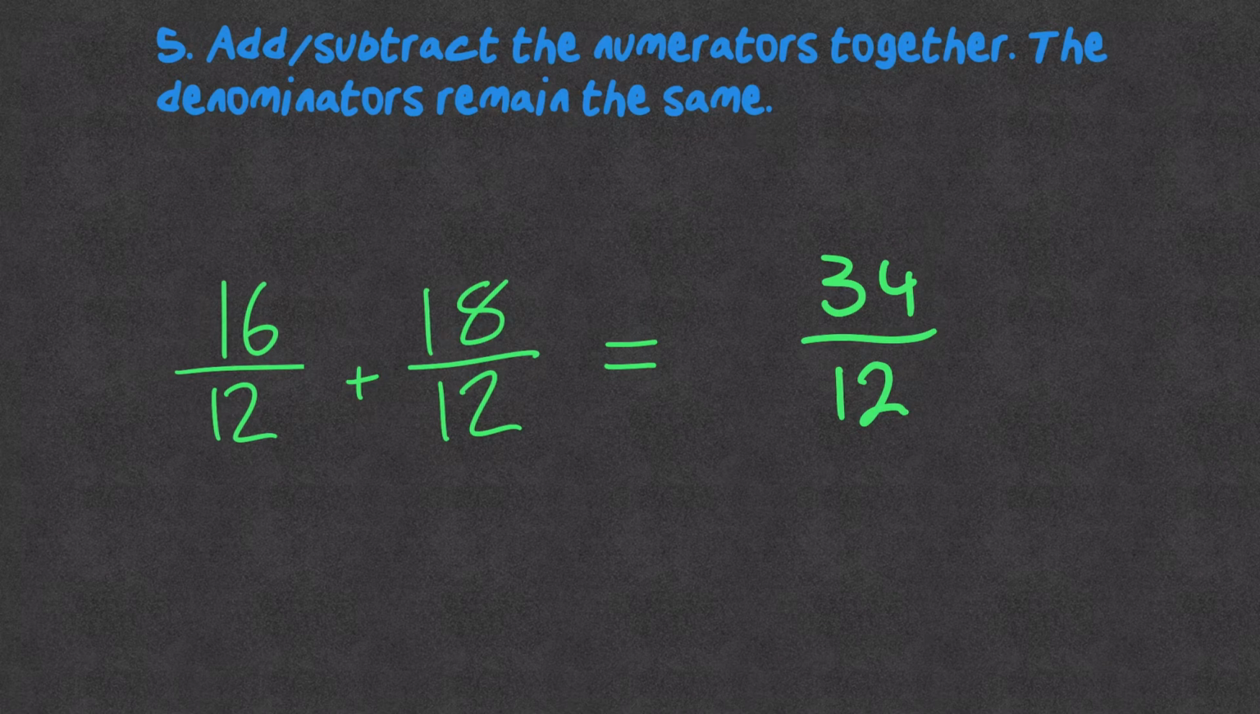Remember with simplifying, so trying to simplify that 34 over 12, I want you to find a number that goes into both of those numbers. First thing you could do is look to see if they're both even, and if they're both even, I know a number that definitely goes into them both. But I'll leave that to you.